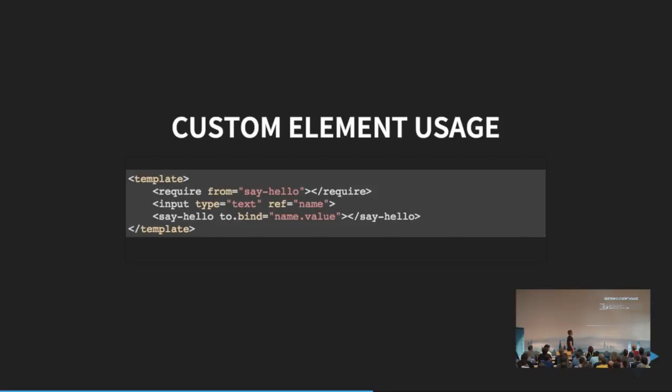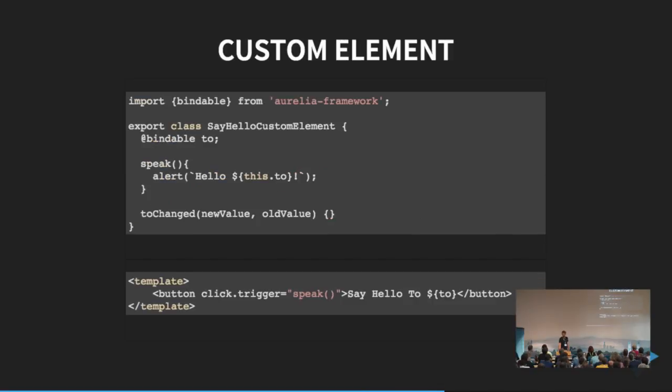That's how you use a custom element. You see this say-hello tag there. You have this to-bind. Here you see the data binding. You just bind the value to the input field. That's how you could then implement this custom element. It's again just a simple object. You have this decorator there, bindable, so the value gets the data binding, and the view updates when it changes. And you can call functions on your custom element object here with this click trigger. You see this pick, it will call this function.